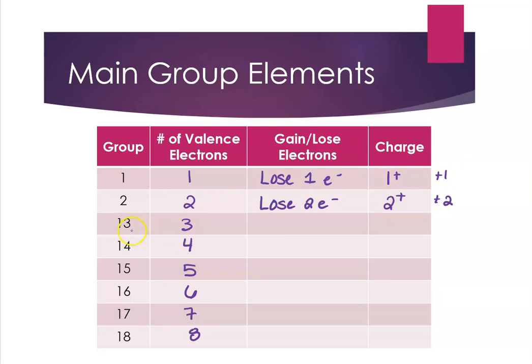We have 3 valence electrons for group 13, so I either have to gain 5 to get to 8 or lose 3 to get to 0. So 3 is smaller than 5, so I will lose 3, which gives me a +3 cation, or a 3+. Next we have group 14 with 4 valence electrons. Here I would either have to gain 4 to get to 8 or lose 4 to get to 0. So I can either gain or lose 4, and what ends up happening is that I don't do either. So I don't actually form charges in group 14.